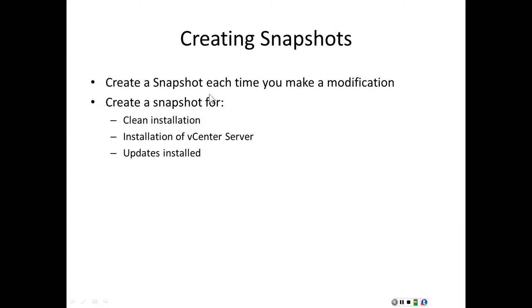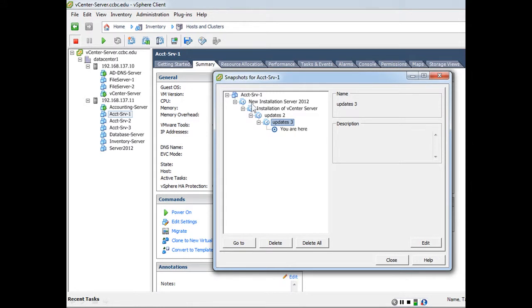So typically you should create a snapshot every time you make a major modification to the virtual machine or to the guest operating system or any applications that you install. Typically create a snapshot after you make a clean install, after you install an important application such as vCenter Server, and after you install updates. In this example right here, we can see that a snapshot was made for a new install of the server, a snapshot was made when vCenter Server was installed, and snapshots were made after these updates, and that way we could roll back to any one of these points just in case we really goofed something up.